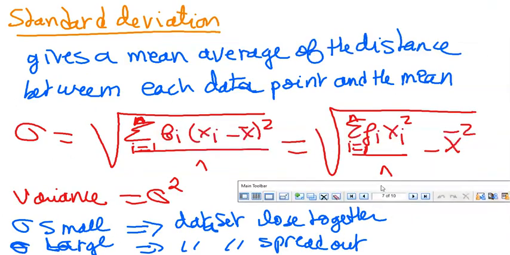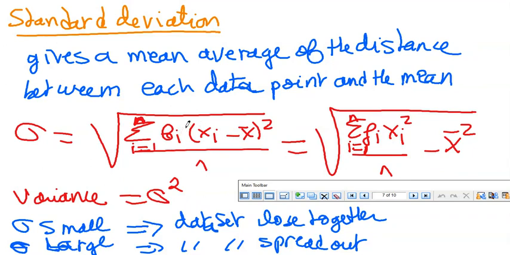We also have something called standard deviation, and it's very important too. And why do we use it? The standard deviation gives the mean average of the distance between each data point and the mean. So I have two formulas for standard deviation. Normally it's given in the formula booklet.